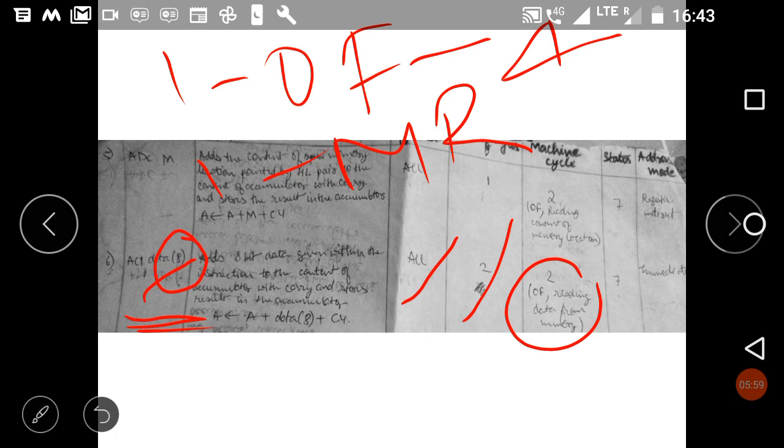In total, the opcode fetch machine cycle will require 4 T states and memory read will require 3 T states, so all total 7 T states. And the addressing mode: here the data, that is the operand, is directly mentioned in the instruction, so the addressing mode of this type of instruction is immediate addressing mode.